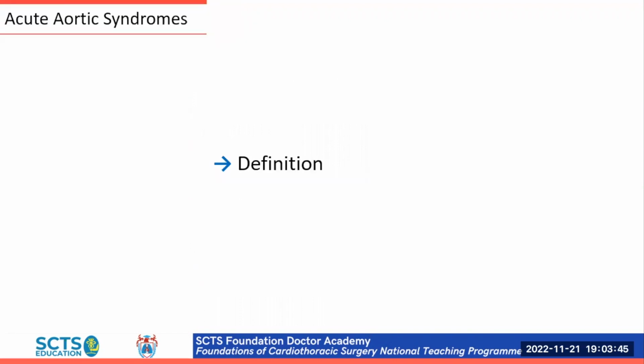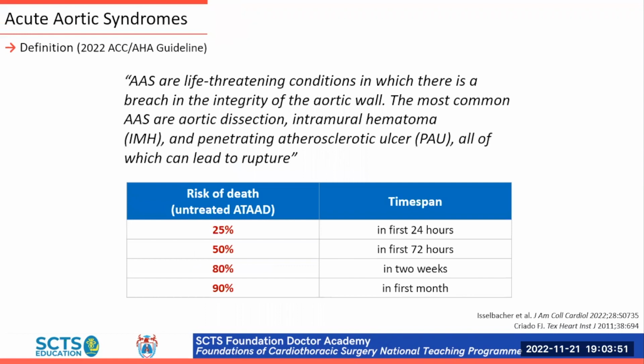Definition. Two weeks ago, the American guideline was released. And if you go to chapter 3, you will see the definition of acute aortic syndrome: a life-threatening condition in which there is a breach in the integrity of the aortic wall.